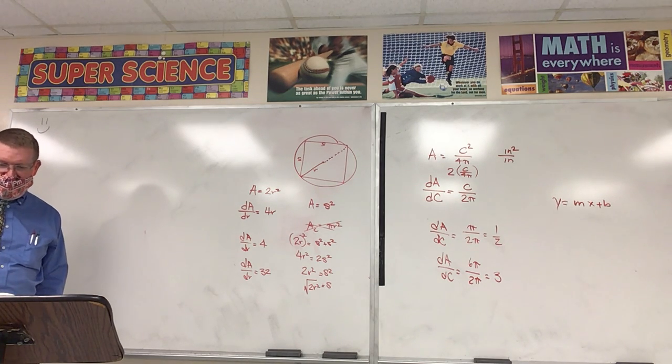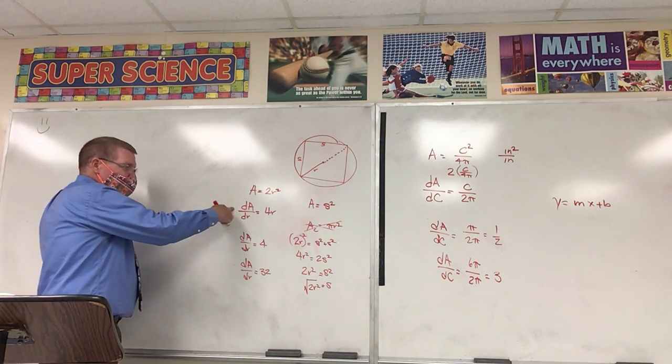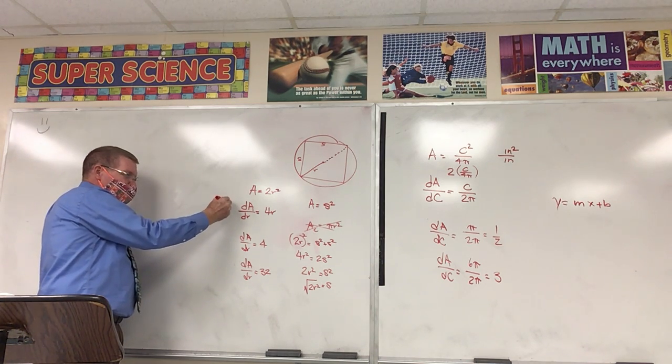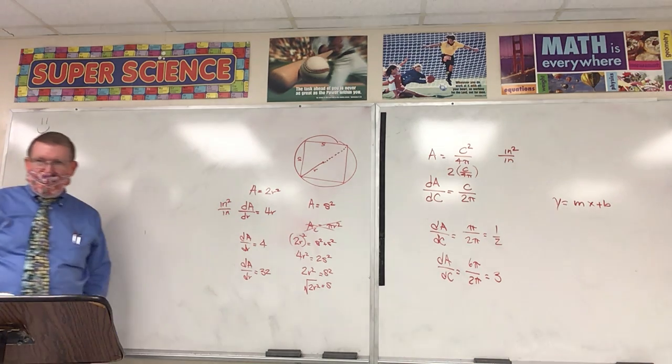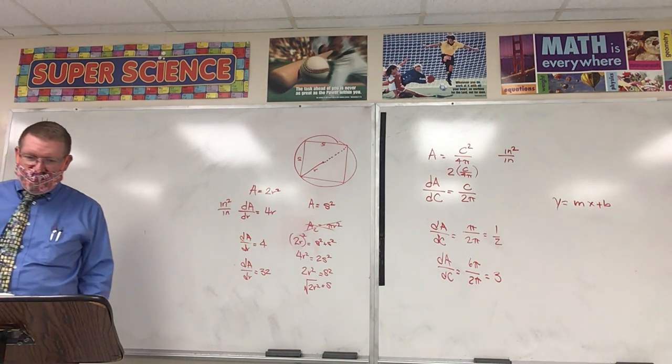So if r is measured in inches and A is measured in square inches, what are the units for my slope? Again, it's area over radius. Area is inches squared. Radius is inches. So my rate of change is square units over units. For every unit my radius changes, my area is going to change by that many square units. That's basically what it's talking about.